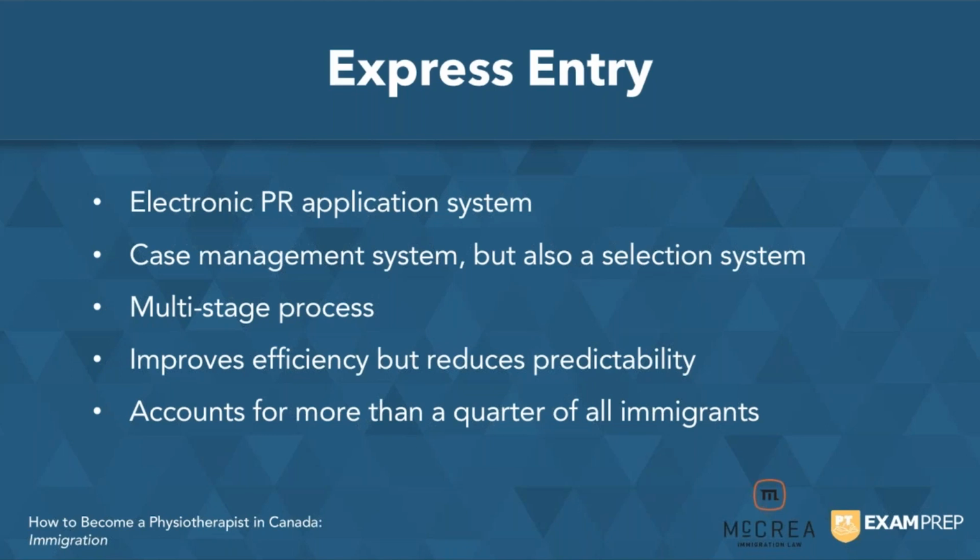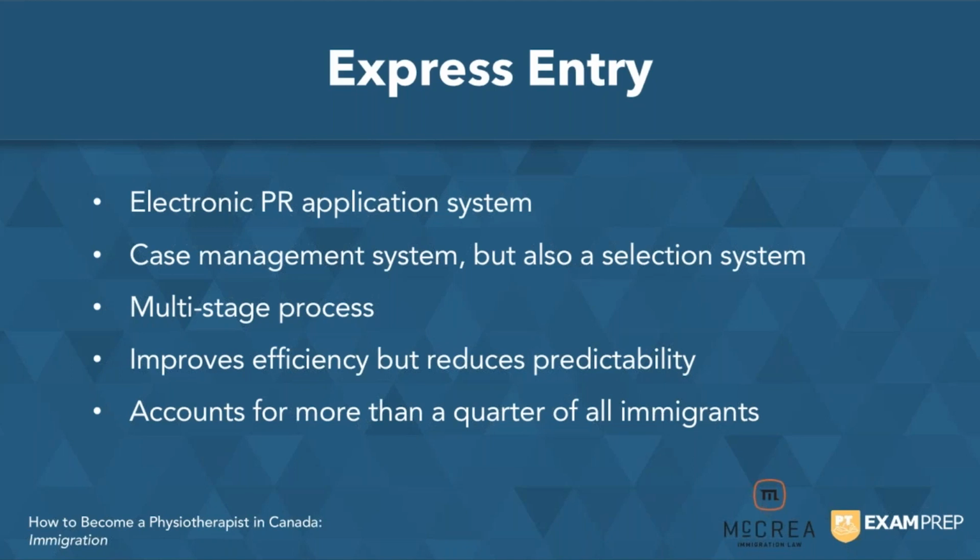It's a good system because it's fast if you make it through and you're selected to apply for permanent residence. For many years, applying for permanent residence in Canada was a really slow process. It took years and years. They've now got it down in most cases to less than 6 months. So it's really, really fast and efficient if you get selected. But the cost of that is the predictability.